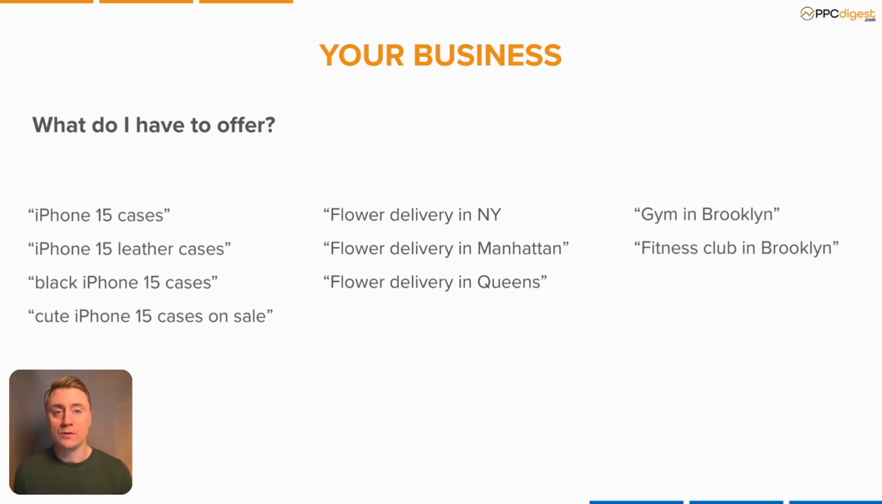If you do have a flower delivery in a state, a city, or neighborhood, you can start with keywords like flower delivery in New York or Manhattan or Queens. It depends how large or small your business is. Or you can have a local gym, which is probably gym in Brooklyn or fitness club in Brooklyn. Obviously, you don't bid on the keyword just gym or gym in New York.